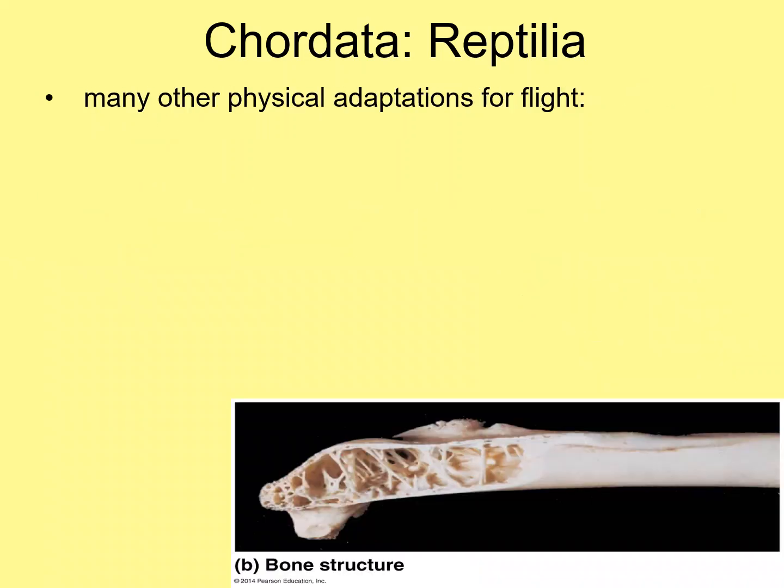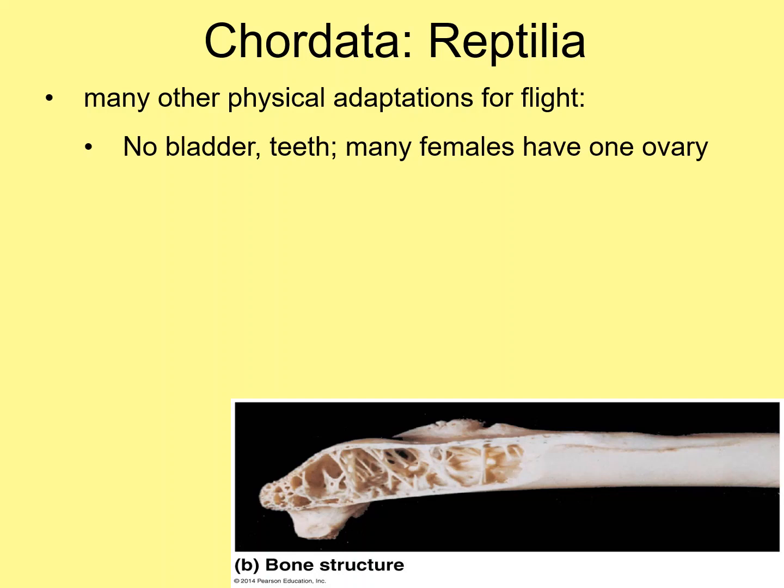So besides feathers, we have several other physical adaptations that we see in birds specifically for flight. These fall into two major categories. The first being weight reduction, because if you're too heavy, right, it's going to be much more difficult for you to take off. And so in general, we've had the loss of the bladder, which is not a big loss for birds because they use a different waste product anyway.